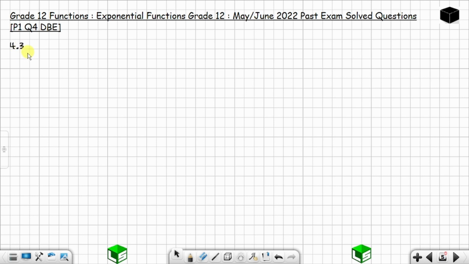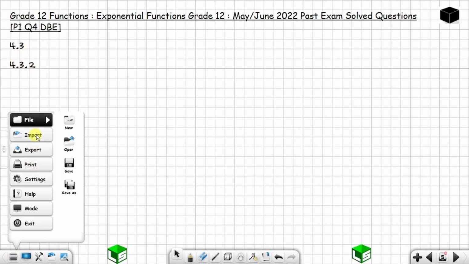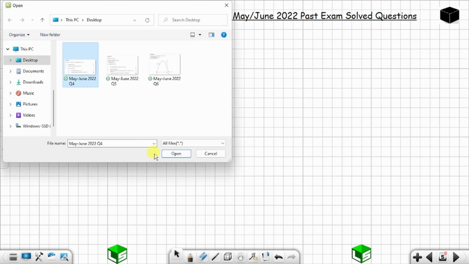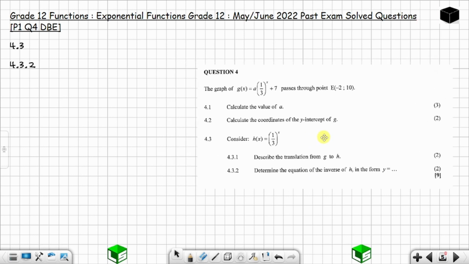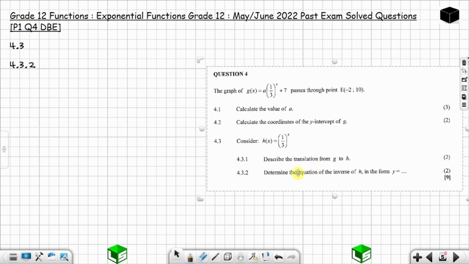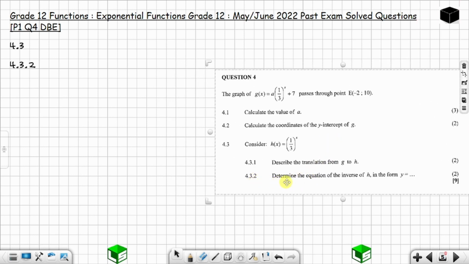So now it's 4.3.2. Let me get the question again. Okay, so 4.3.2, determine the equation of the inverse of h in the form y is equal to. So you have h of x there. You need to determine what? The inverse of h in the form y is equal to. Okay, so h of x is given. This is h of x.